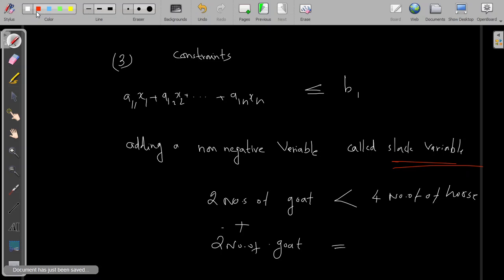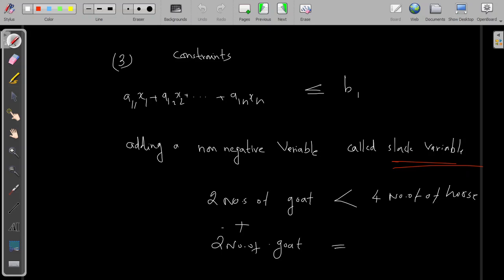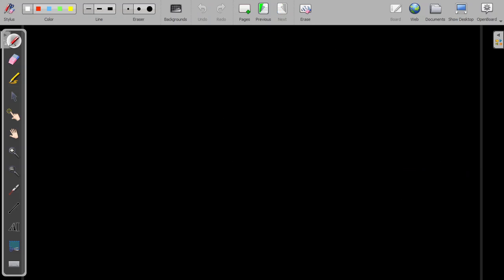Okay, so that means we have converted this inequality constraint, which is not in our standard form of LPP, into standard form by adding a slack variable.